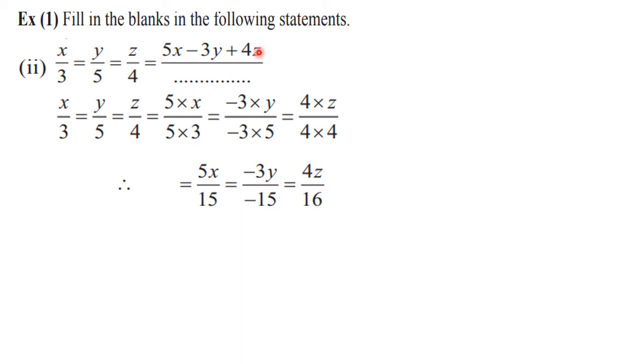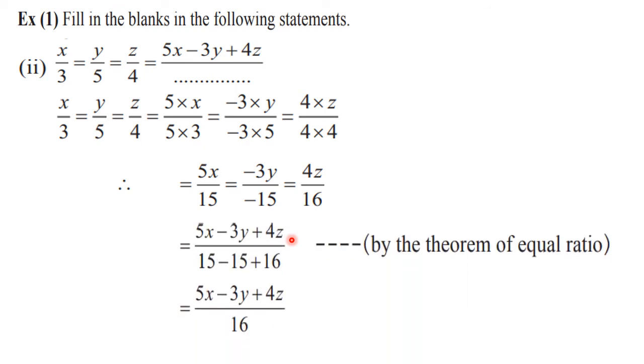Now we want this. You can see that all the numerators are added and similarly the denominators also will get added if we use theorem on equal ratios. But you need to write down the reason that how you are adding or why you are adding. You are using the theorem on equal ratios here. So all the numerators are added in the numerator and all the denominators are added in the denominator.